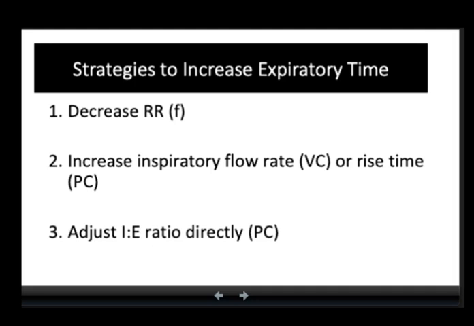In the pressure control mode, you cannot directly change the inspiratory flow rate, but you can shorten rise time, which is the time during which the vent achieves set inspiratory pressure. The shorter this time, the higher the inspiratory flow rate, and the shorter the inspiratory phase, which will prolong the expiratory phase. Finally, pressure control mode will allow you to directly change the IE ratio as needed.